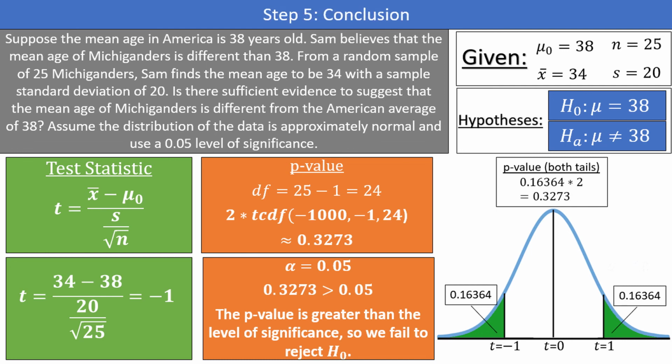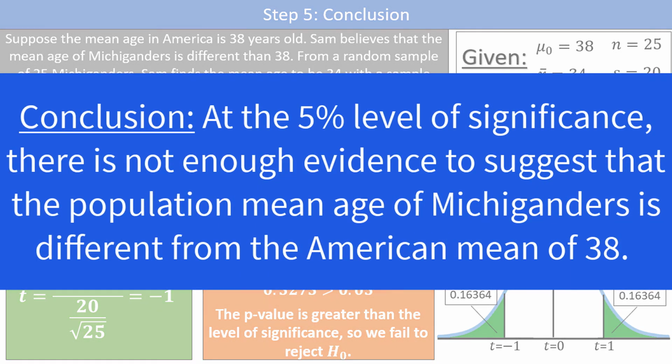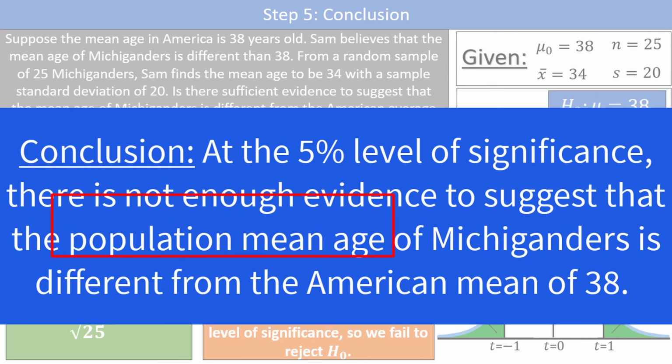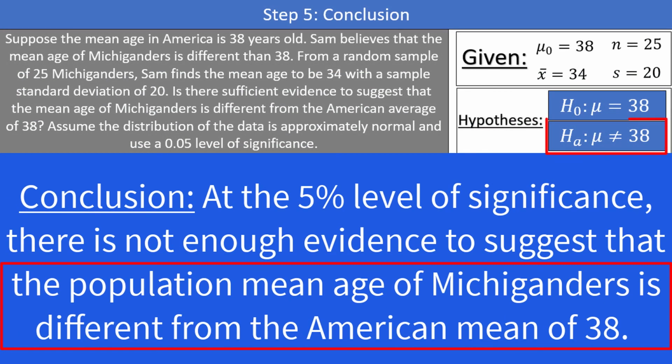Step 5 is the conclusion. At the 5% level of significance, there is not enough evidence to suggest that the population mean age of Michiganders is different from the American mean of 38. We use "is not" as we failed to reject the null hypothesis, and this part here represents the alternative hypothesis in words. And we are done.